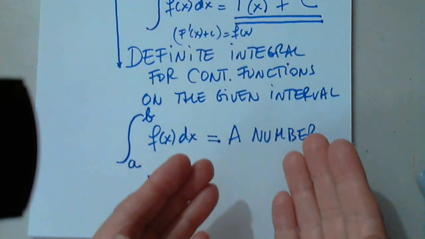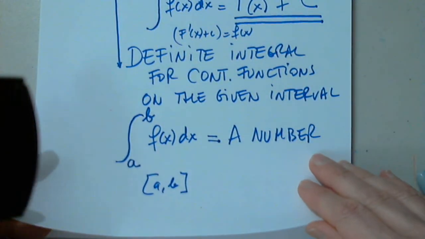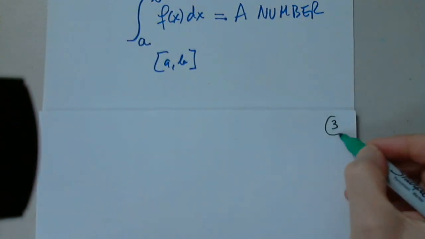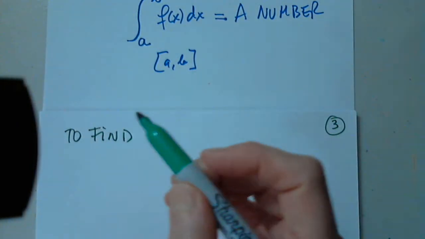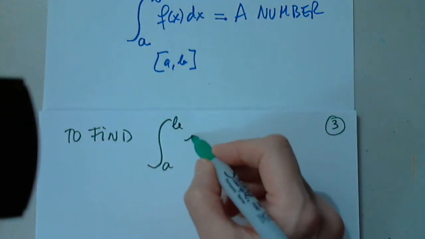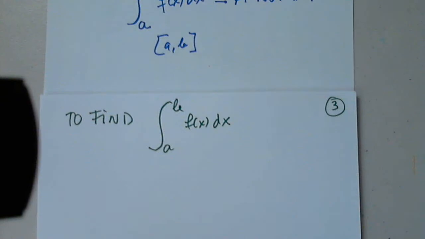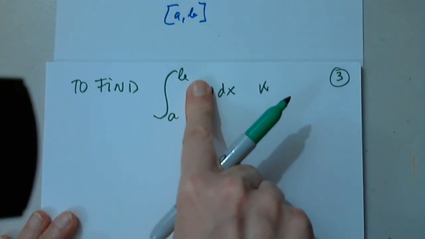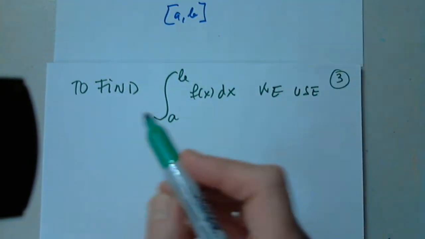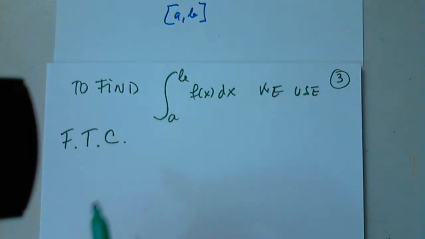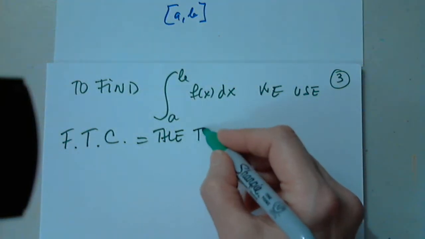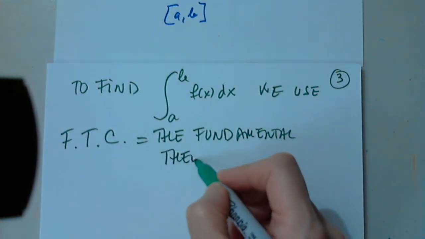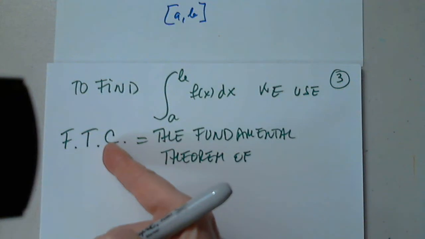Now the question is, how do I find this number? And then what it represents. That's my next step here. To find the integral from a to b of f of x dx, again a continuous function on a, b, we use FTC. What is this? The fundamental theorem of calculus.